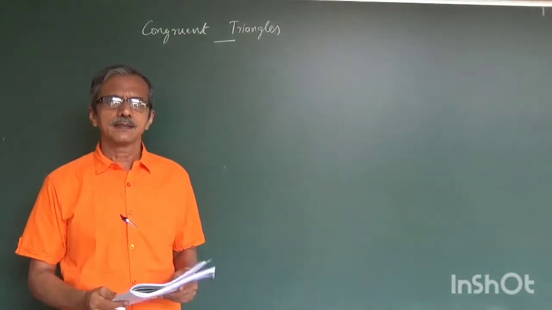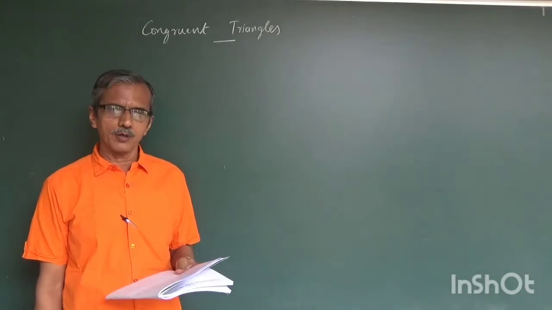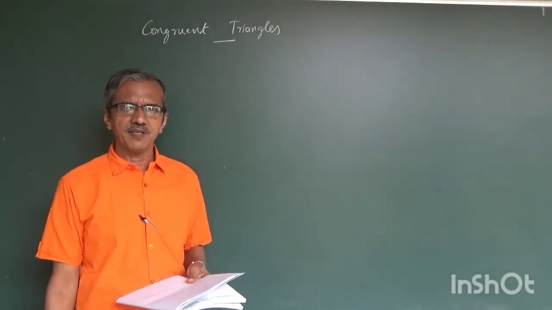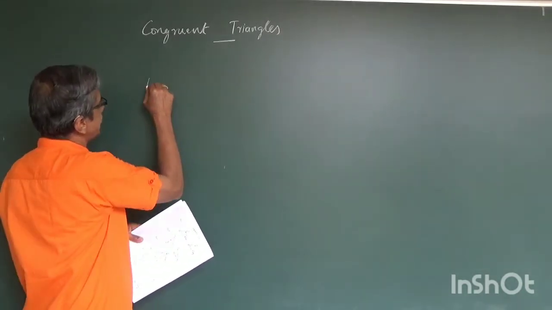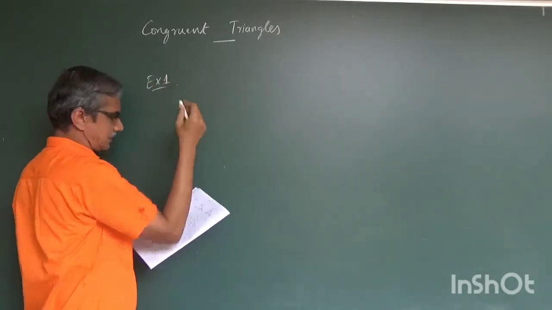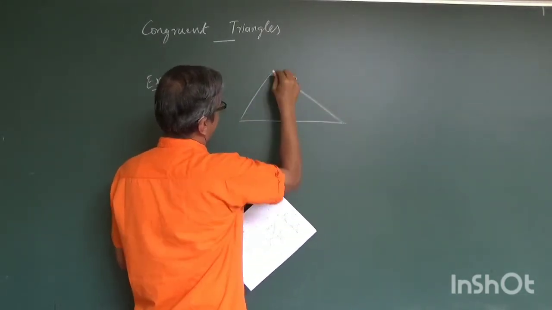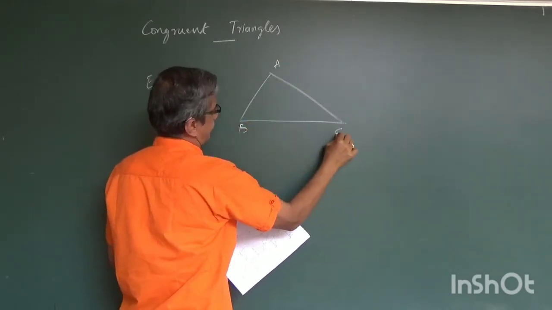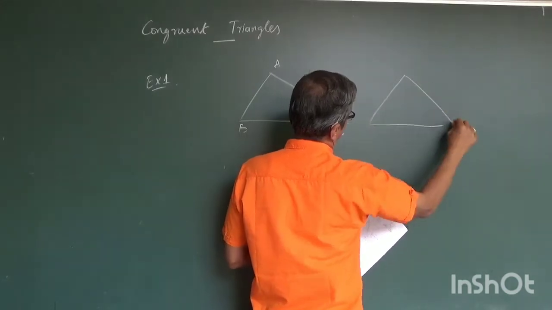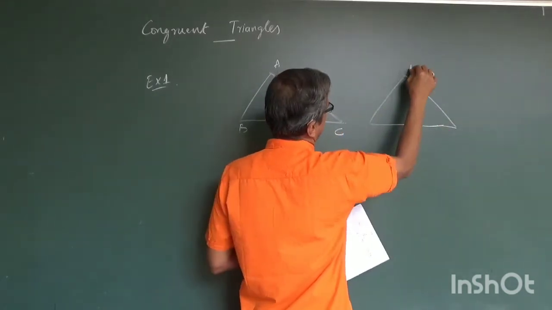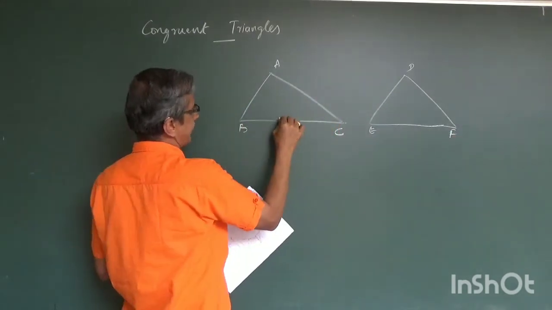Good morning, children. Today we will solve a few examples regarding congruent triangles so that we get a better understanding of congruent triangles. So the first example is like this. Two triangles are like this. Don't look at the shape of the triangles. Go by the data that is given.